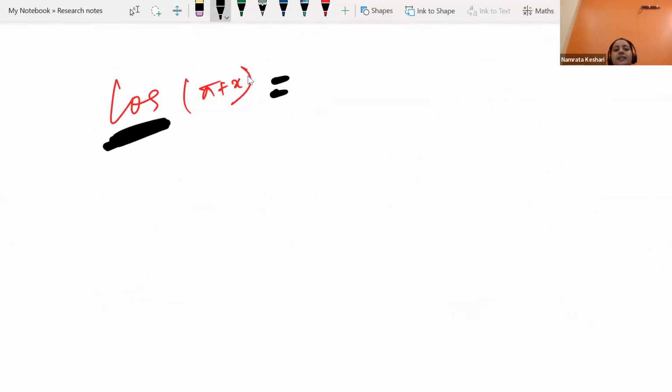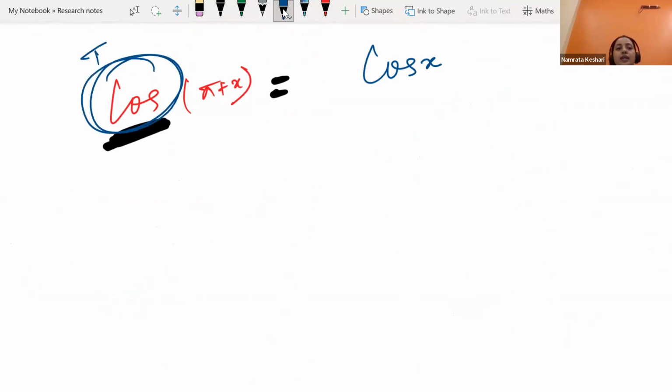Will the function change or not? Cos will not change, cos will remain cos only. The result will be cos x. But the question is, will it be plus cos x or minus cos x? This input is in the third quadrant, where cos is negative. That's why the result it will generate is negative. Getting it? Let me give you one more example.